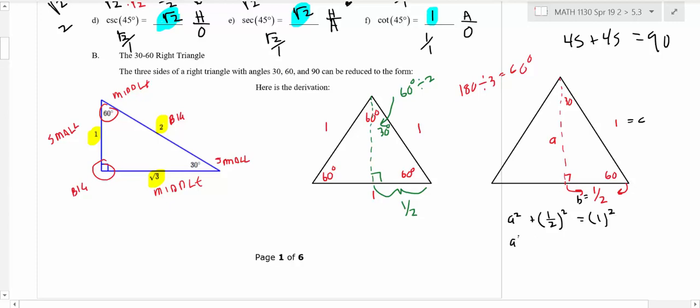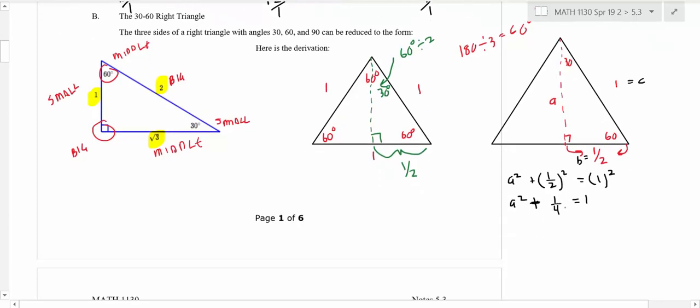So what I end up getting is A squared. If I take a half times a half, I get a fourth, and then that would be 1. Then I'm just going to solve. So I'm going to subtract a fourth from both sides, so I get A squared equals 1 minus a fourth. I'm going to get a common denominator, which is 4. So I would end up having A squared equals 4/4 minus 1/4, or A squared is equal to 3/4.